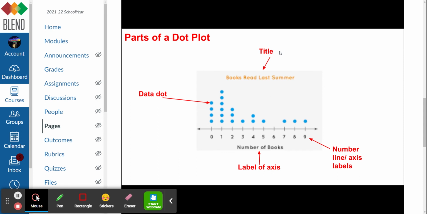Remember, look at this graph. There's a lot of stuff on this graph. You have a title. The title tells you what's up. You have these data dots, which are representative of the data. You have the label of the x-axis. Otherwise, we don't know what these mean. And then number line or the axis. Remember, we kept 6 on there, even though we didn't have any data, because it's a number line. So this number line goes from 0 to 9. Even the pieces of data that you don't have still have a place on your number line. They just don't have a dot above them.